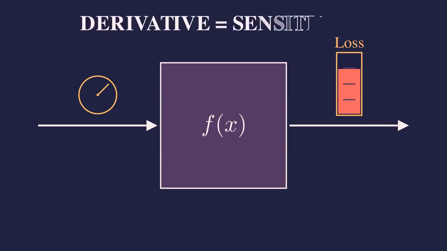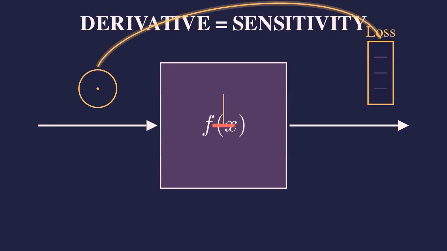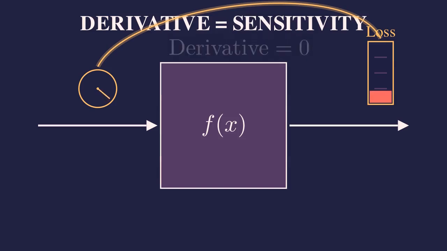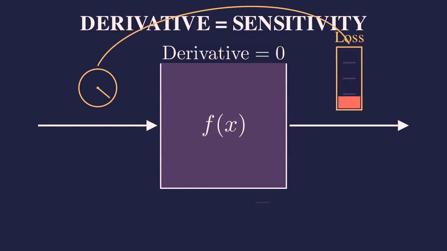So, what is a derivative in this mechanical world? It is simply a measure of sensitivity. It asks a simple question. If I nudge this input knob a tiny amount, how violently does the output gauge react? Sometimes the machine is stiff. You turn the knob, but the gauge barely moves. This is a low derivative. And sometimes you are in a dead zone. You turn the knob, and nothing happens. The sensitivity is zero.